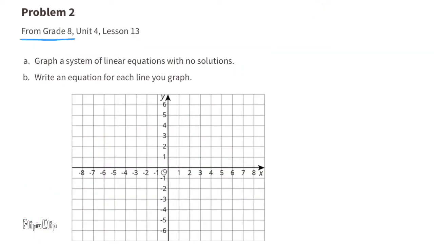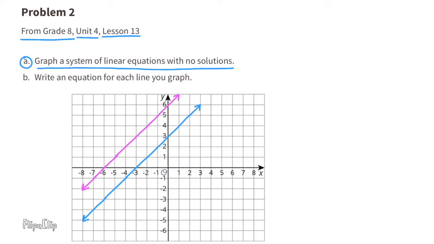Problem number 2 from 8th grade, Unit 4, Lesson 13. A. Graph a system of linear equations with no solutions. This means I need to graph two lines that have the same slope but different y-intercepts. The y-intercept for this line is 3, and the y-intercept for the next line is 6. They have the same slope and different y-intercepts.